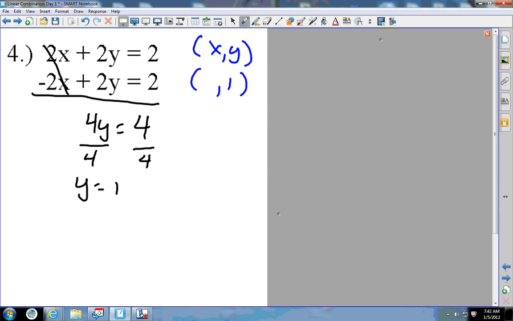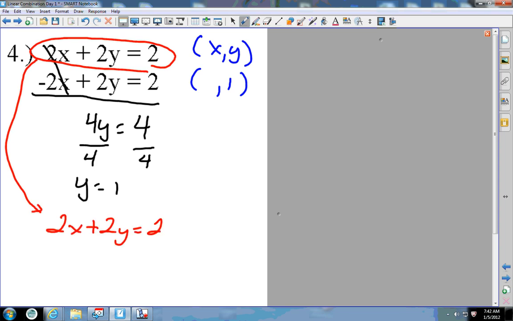So y is 1. What is x? Choose one of the two equations. I like this one because there's no negatives in it. So I'm going to come down here. 2x plus 2y equals 2. We're going to put this 1 in here for y. You get 2x plus 2 times 1 equals 2. What's 2 times 1? 2.